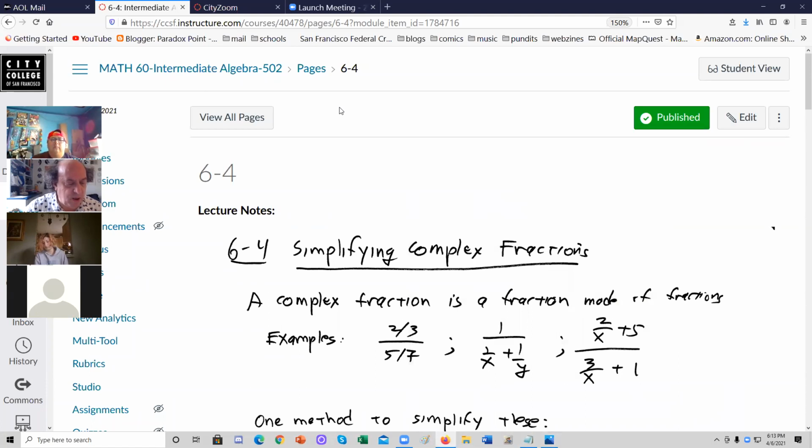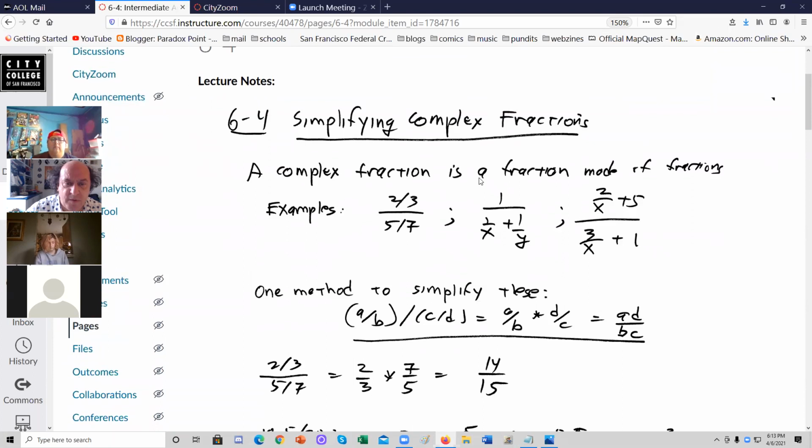Okay, today we'll be doing simplifying complex fractions, and 6.5 will be polynomials divided by polynomials. A complex fraction is a fraction made of fractions, like 2/3 divided by 5/7, or the reciprocal of a sum of reciprocals. This, by the way, is called reduction. I have an extra credit set about it. It's sort of like addition standing on its head. For example, 2 over x plus 5 divided by 3 over x plus 1. Now, there are various ways to simplify these.